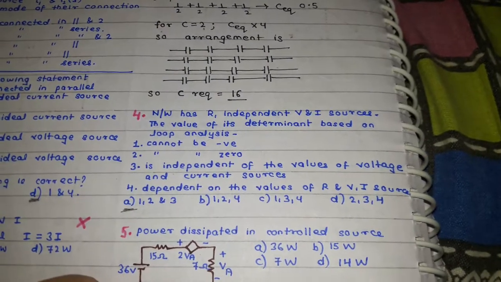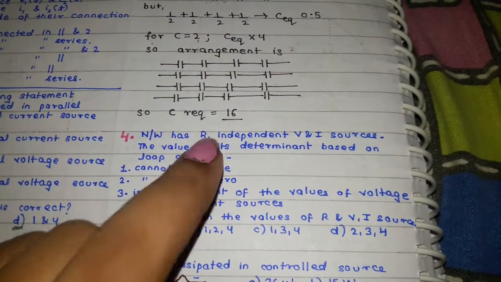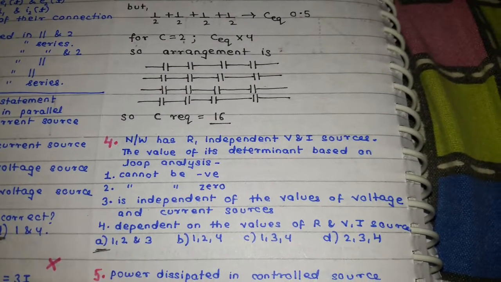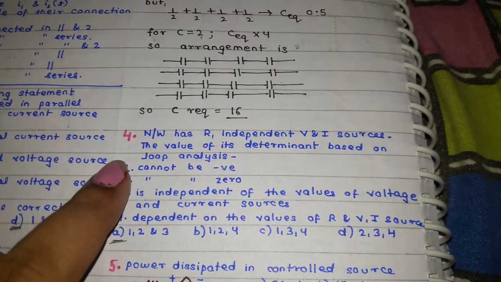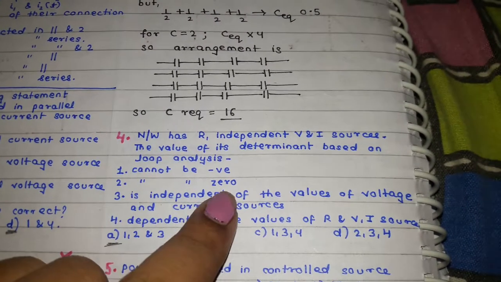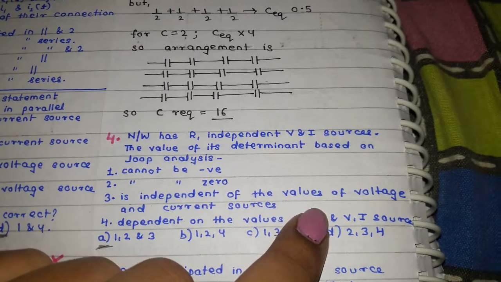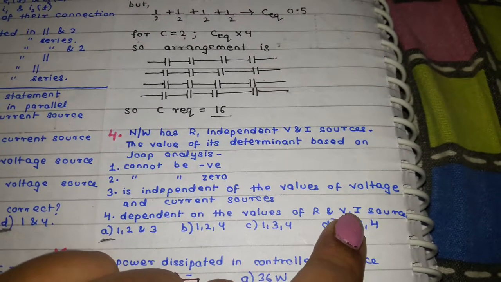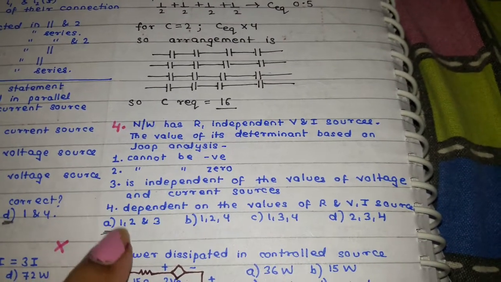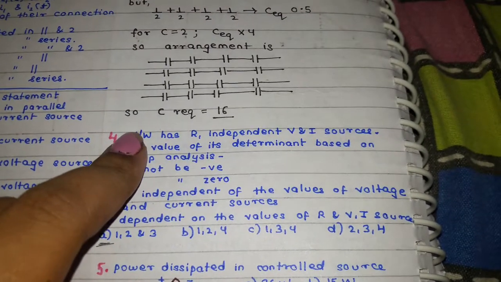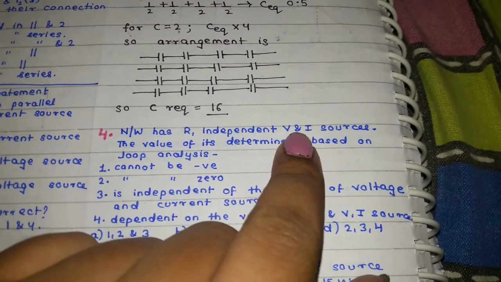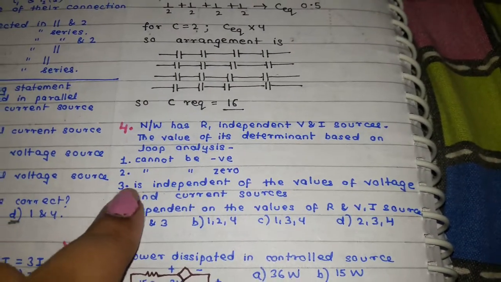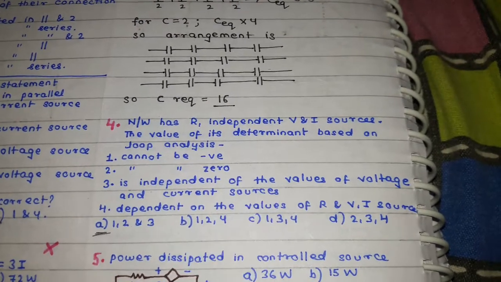Now we are going to have this question, which is, a network has resistance, independent voltage and current sources. The value of its determinant based on loop analysis: first, cannot be negative. Second, cannot be 0. Third, is independent of the values of voltage and current sources. Fourth, dependent on the values of resistance and voltage and current sources. So the answer is 1, 2 and 3. In a network with resistances and sources, the determinant cannot be negative, cannot be 0, and is independent of the values of voltage and current sources.